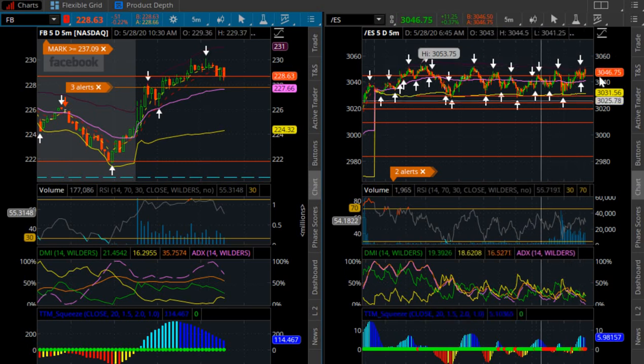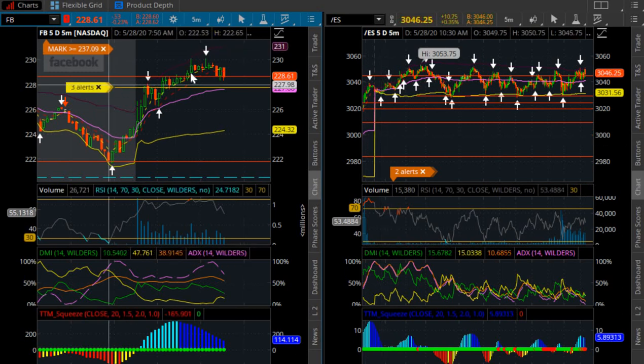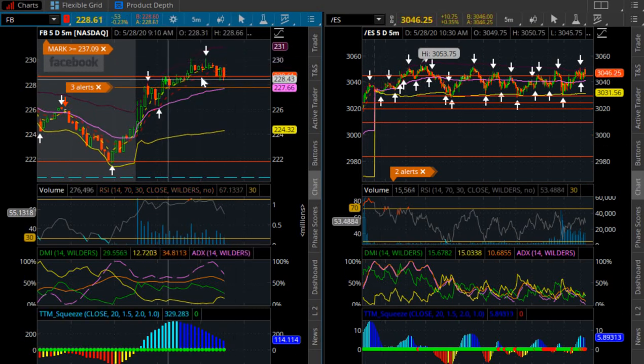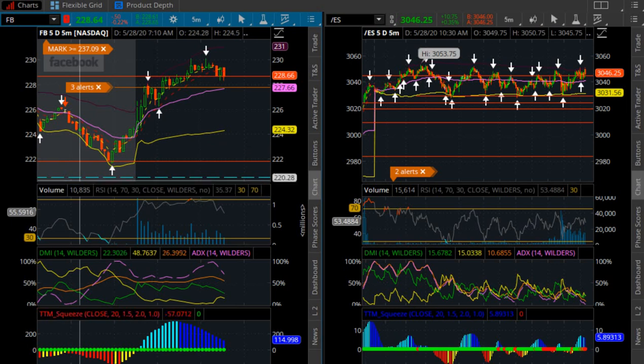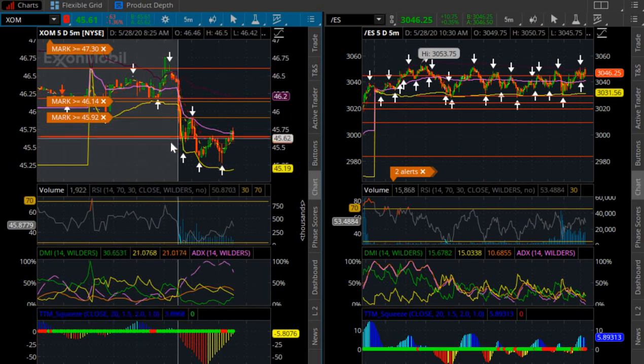As mentioned with ES right here, you don't see a big move here, and with Facebook too, you aren't seeing these big moves to see your position pan out and pay off. Another one that you could look at, for example, is going to be XOM. You get this narrow channel here.